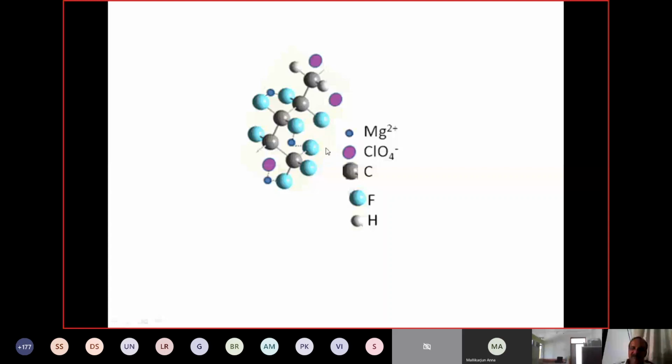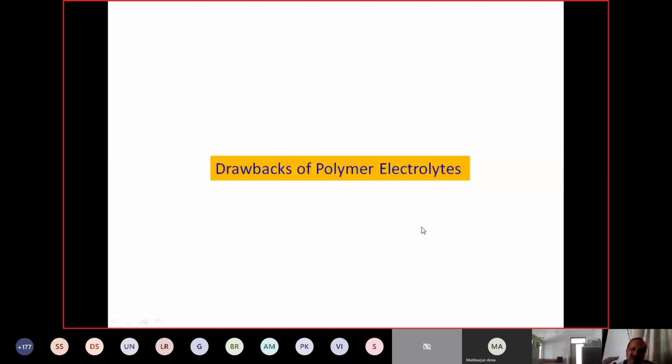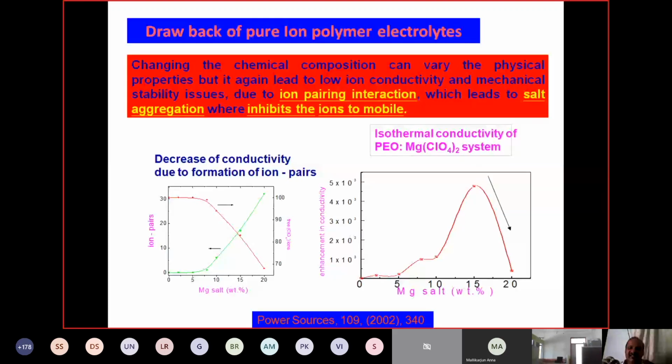So what is the drawback? The main drawback in pure polymer electrolytes is that if you increase the salt content in the polymer, the conductivity decreases. That means what? Ion pairing interaction is taking place, that means ions are coming closer. If you increase the salt, ion aggregation takes place. Because of that, the conductivity is decreasing. To overcome this, we have to use some techniques.